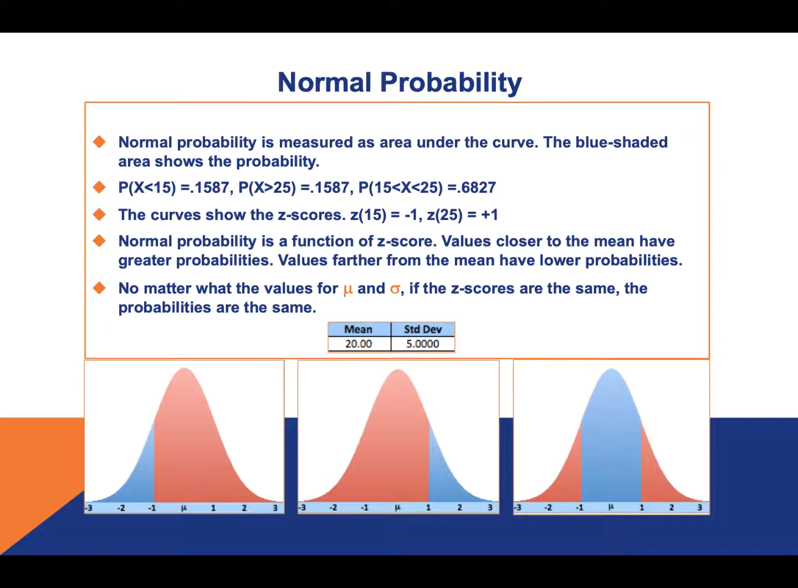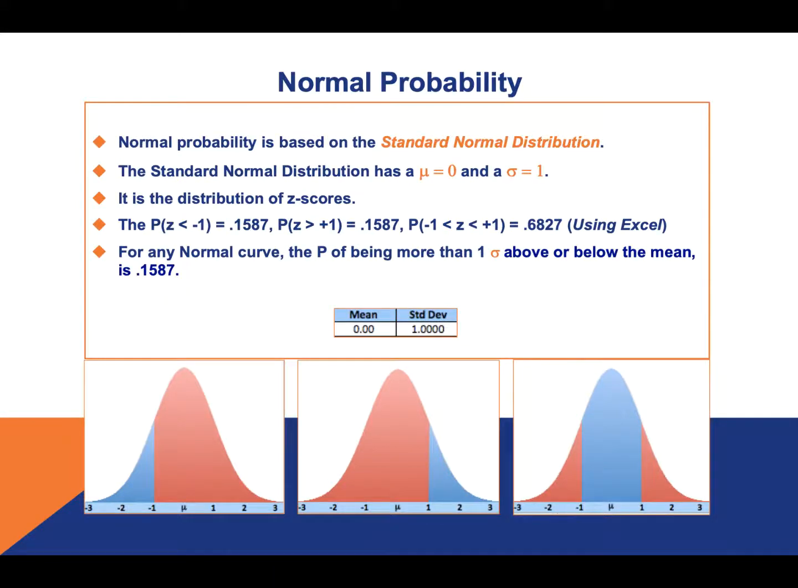Values closer to the mean have greater probabilities and z-scores closer to 0. Values farther from the mean have lower probabilities and more extreme z-scores. No matter what the values for mu and sigma, if the z-scores are the same, the probabilities are the same. Though there is an infinite combination of mu and sigma values, there is still only one normal curve.